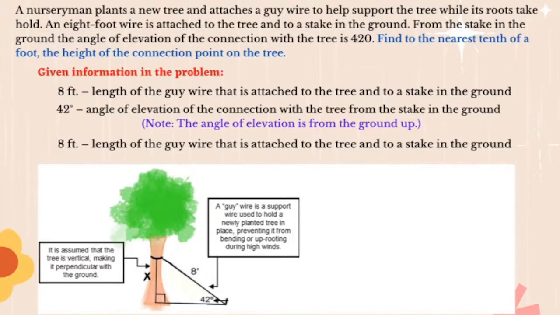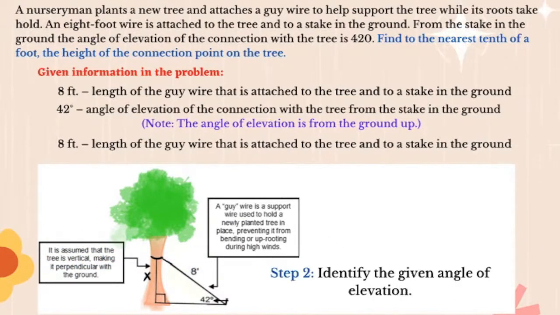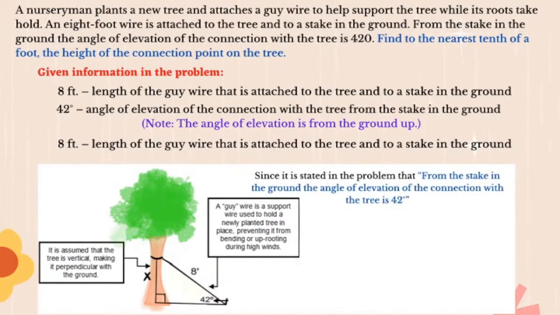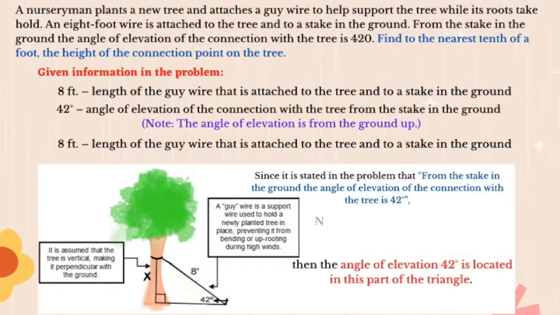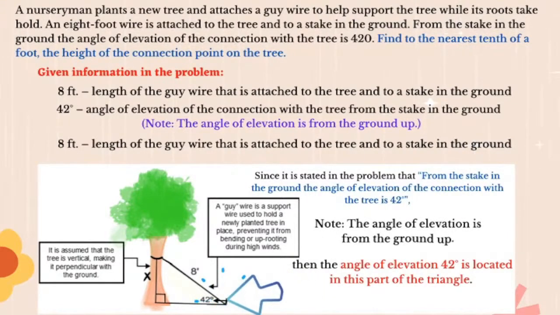Now, since we now have our illustration and with its label, then let us proceed to our step 2. Step 2 is we are going to identify the given angle of elevation. Since it is stated in the problem that from the stake in the ground, the angle of elevation of the connection with the tree is 42 degrees, then the angle of elevation 42 degrees is located in this part of this right triangle. Take note that angle of elevation is from the ground up.